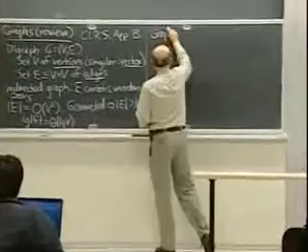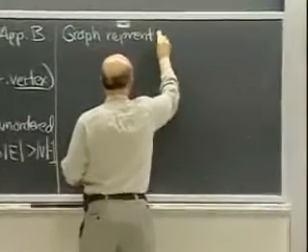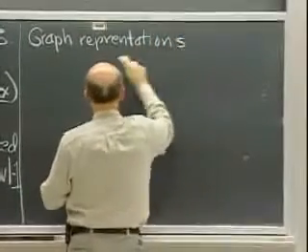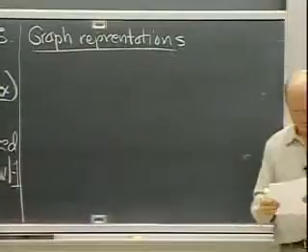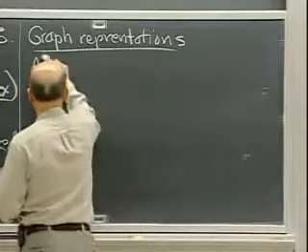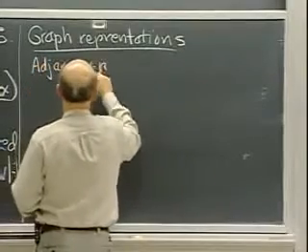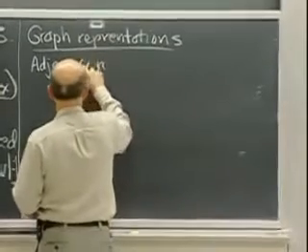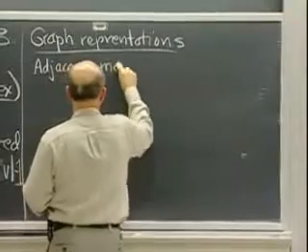There are various ways of representing graphs in computers. I'm just going to cover a couple of the important ones. There are actually more; we'll see some more. The simplest one is what's called an adjacency matrix.